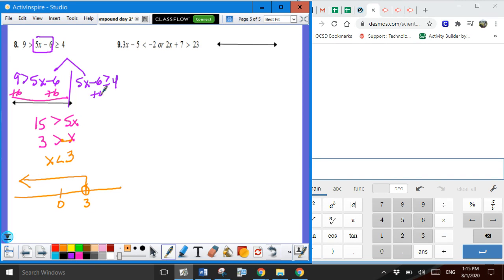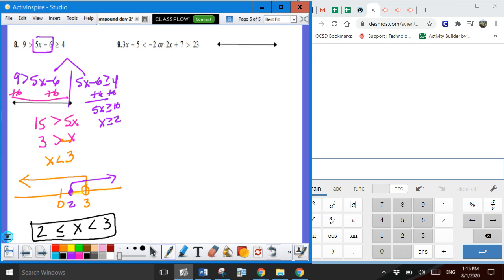Okay, second one, adding 6. 5x greater than or equal to 10. So x is going to be greater than or equal to 2. So here's 2, closed circle to the right. So my solutions are going to be between 2 and 3. Okay, let's write our inequality. So we have a 2, an x, a 3, and remember they're pointing to the left. So less than 3, greater than or equal to 2, and that is my final answer.